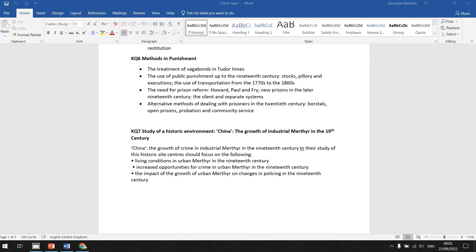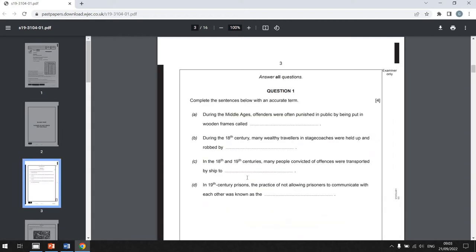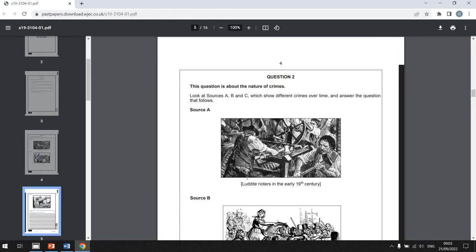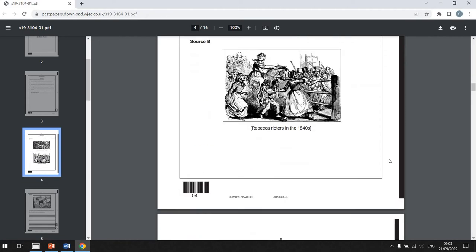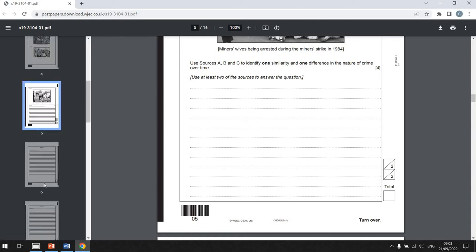Now in the exam, as I've said, it is the biggest exam. You do get 15 extra minutes compared to the other exams though. So this is a 1 hour and 15-minute exam, and there are 6 questions. The first one there is a fill in the blanks, you can see. This one looks at 2 sources, but it's more so source extraction. It's actually only worth, I think, 4 marks, this one. And you use sources A, B, and C to identify one similarity and one difference in the nature of crime. So it's quite a simple question there as well.